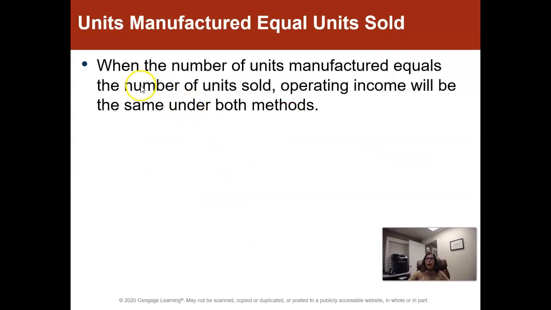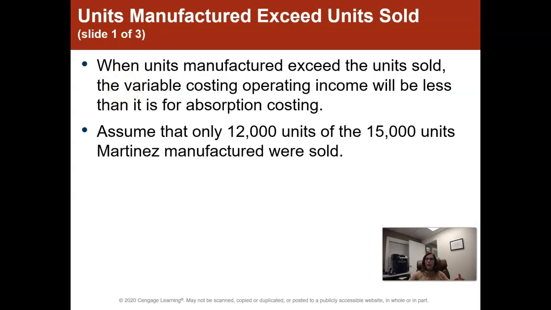So when the units manufactured equals the units sold, our operating income is going to be the same under both methods. On the other hand, when the units manufactured are more than the units we sold, then the variable costing operating income will be less than it would be when compared to the absorption costing.